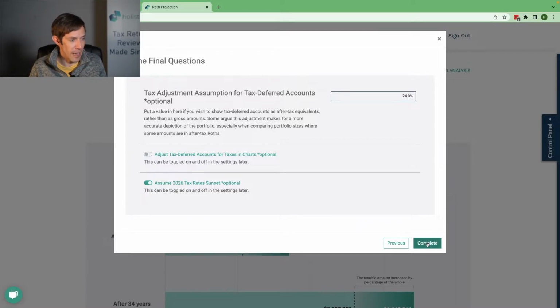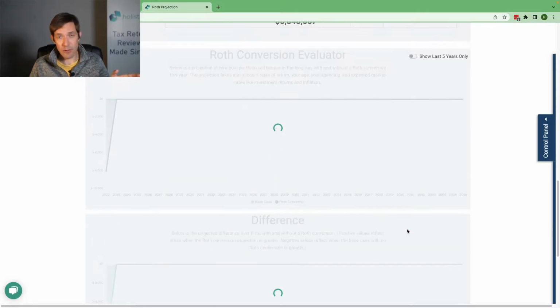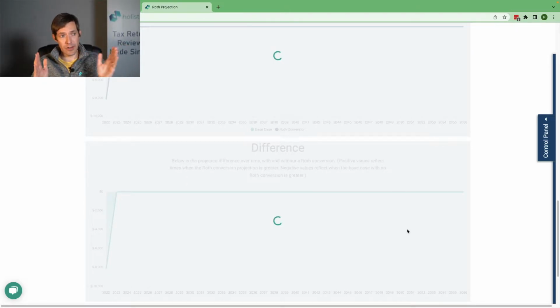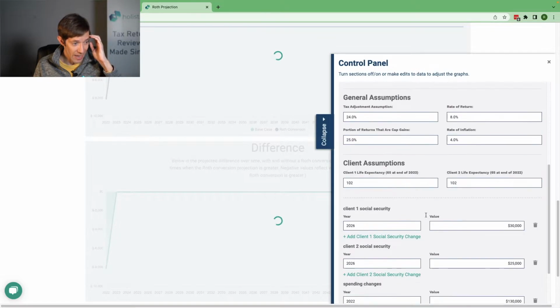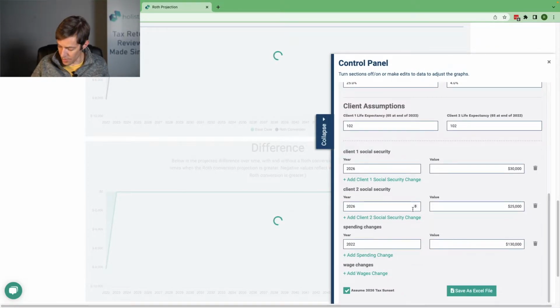All right, so I'll complete that. And so right now it's running. It's chugging through year after year, running the entire projection. I'm going to make a couple more little changes, and then we're going to talk about how we actually do the math on this stuff.